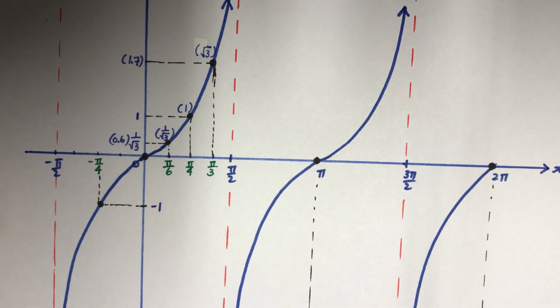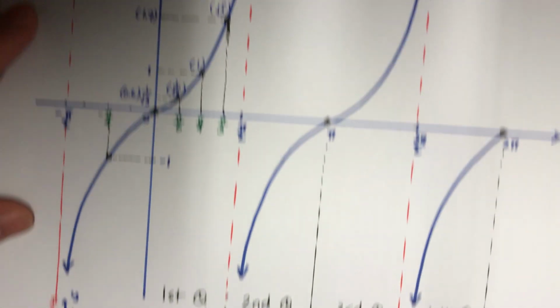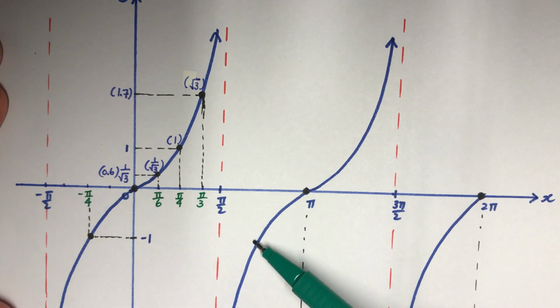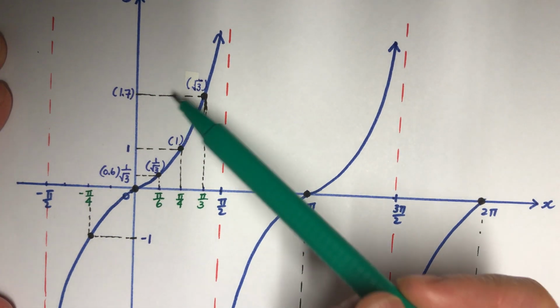Tan is positive in the first quadrant and third quadrant, isn't it? That's a unit circle right there. If you look at it, that's the first quadrant, the second quadrant is negative, the third quadrant is positive, and the fourth quadrant is negative. So that makes sense.